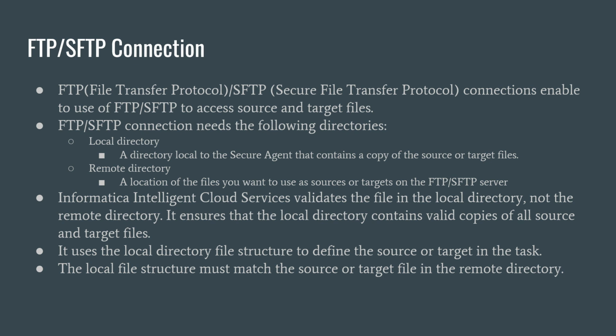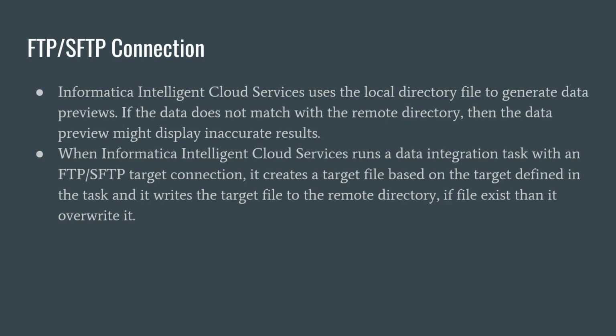Here IICS validates the file in the local directory, not in the remote directory. It ensures that the local directory contains valid copies of all source and target files. IICS uses the local directory file structure to define the source or target in the task, and the IICS local file structure must match the source or target file in the remote directory as well. IICS uses a local directory file to generate data previews.